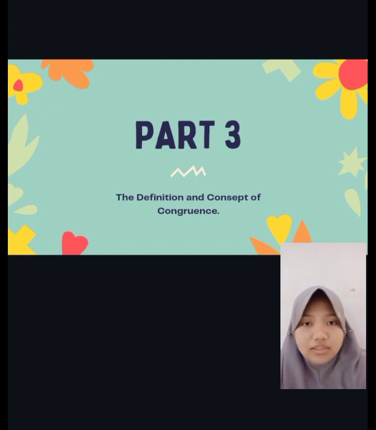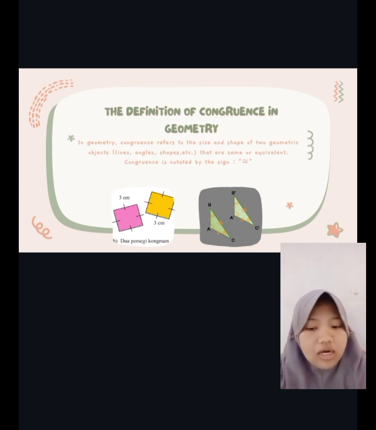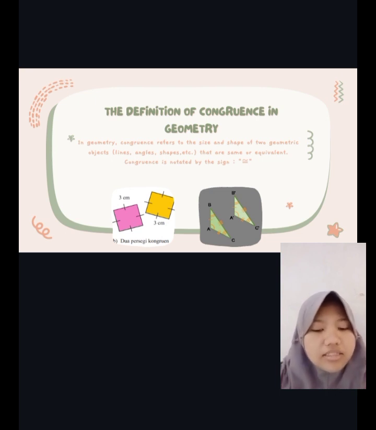Okay, we will continue to the next material. There is the definition and concept of congruency in geometry. At first, we will discuss the definition of congruency in geometry. In geometry, congruence refers to the size and shape of two geometric objects, like lines, angles, shapes, that are the same or equivalent. Congruence is notated by the sign like in the PowerPoint.